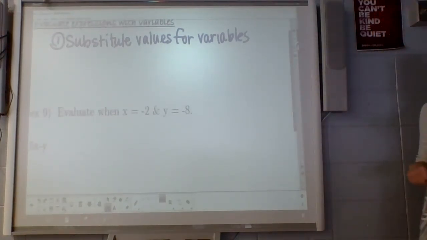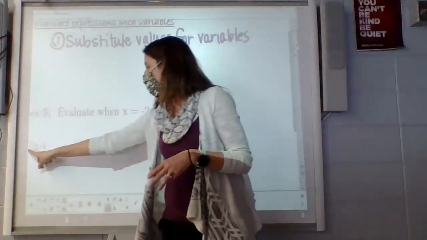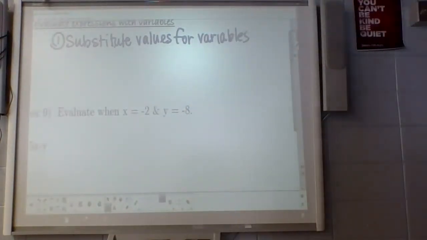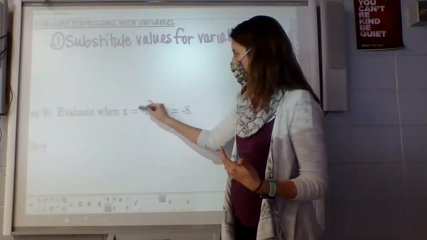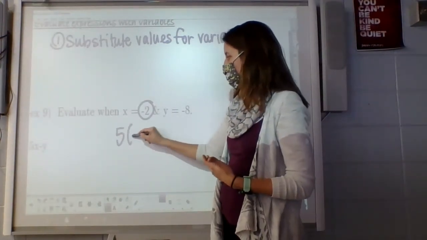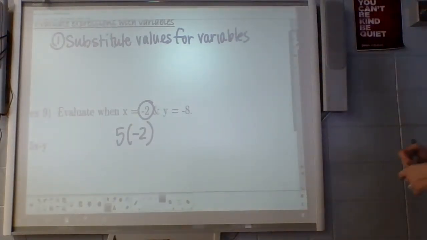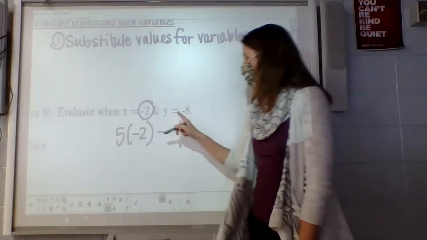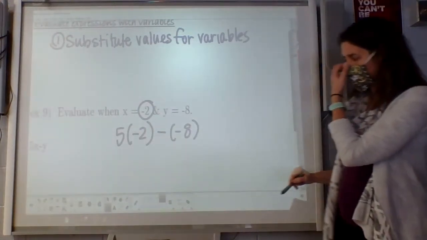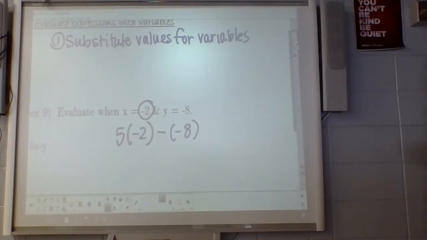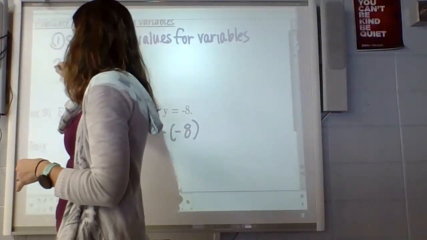So we're going to substitute the values for the variables. So in this problem, the 5 and x are doing what to one another? What is 5 and x doing to each other? Multiplying. So it's really 5 times x. So x is -2. I'm doing 5 times a -2. So that parentheses reminds me to multiply there. Then minus y, which y is a -8. Once we've done this, now we want to evaluate, find the answer, but we're going to use PEMDAS to help us with that.